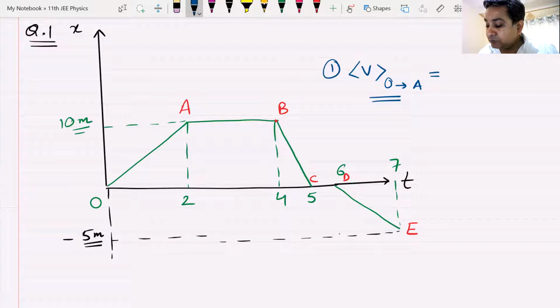Karthik has given me an answer. Karthik, your sign is wrong. It's not minus, not negative. Goli has given me the answer 5 meter per second. That is the correct answer. 5 meter per second is the correct answer.